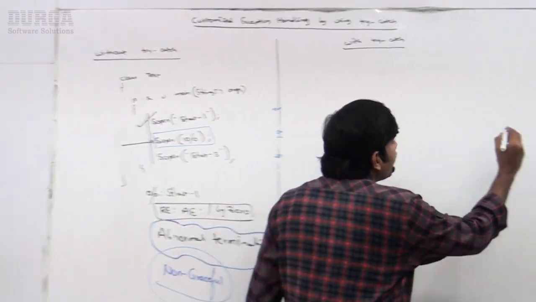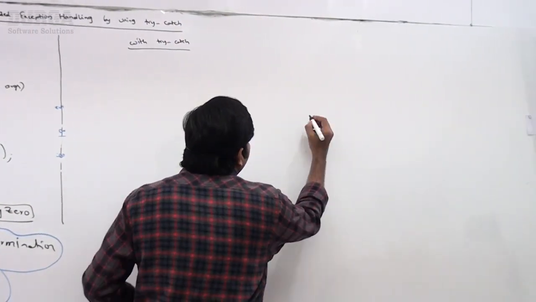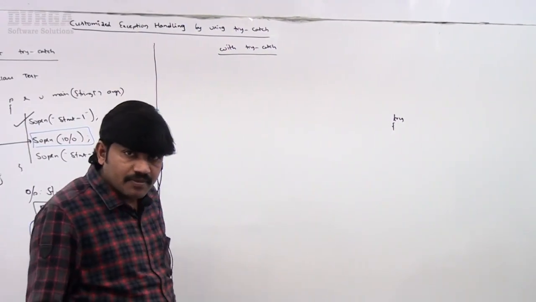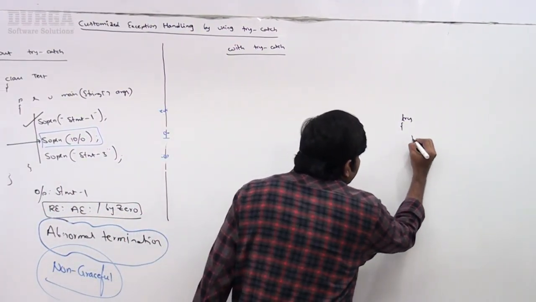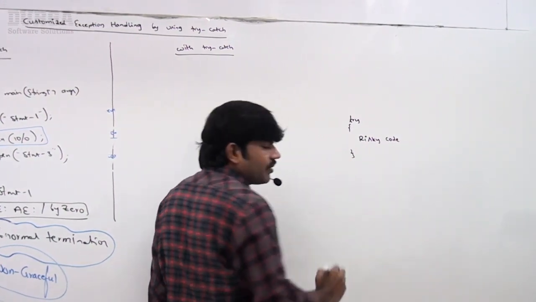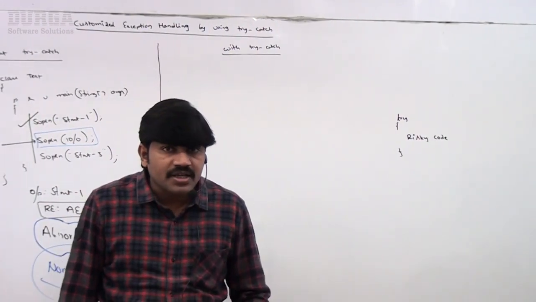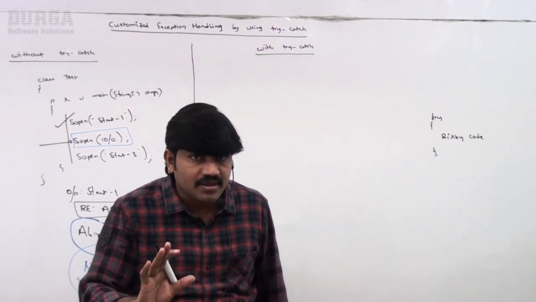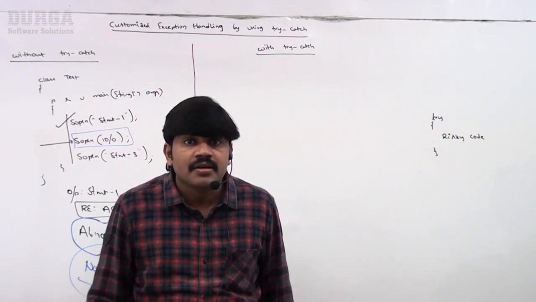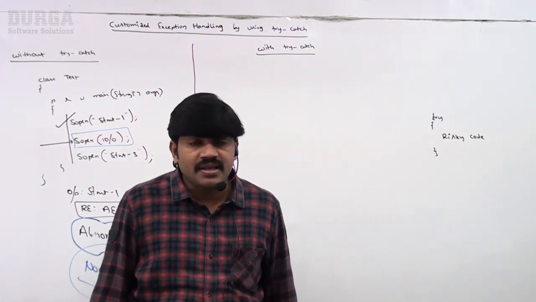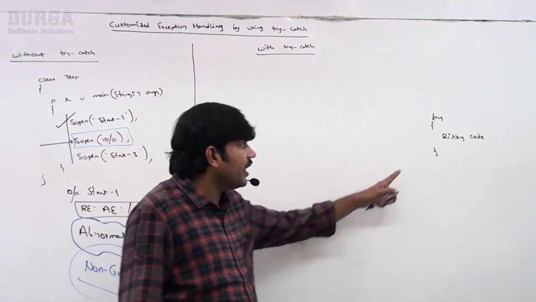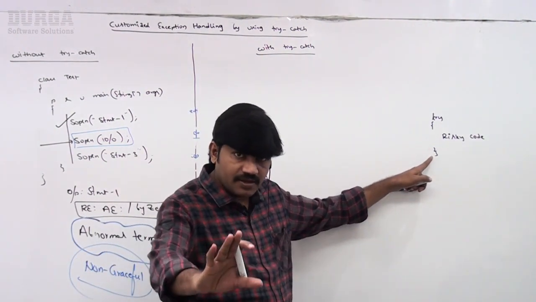Observe very carefully. Here I'm taking the try block. Within the try block, I'm taking risky code. Is it clear for all of you? So the code which may raise an exception is by default considered risky code, and that risky code we have to take inside a try block. Clear for all of you?